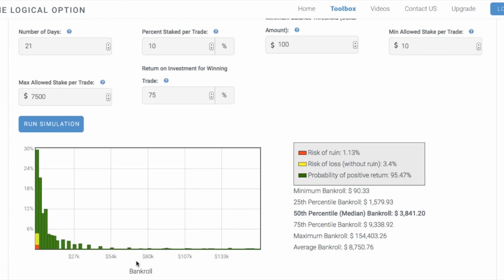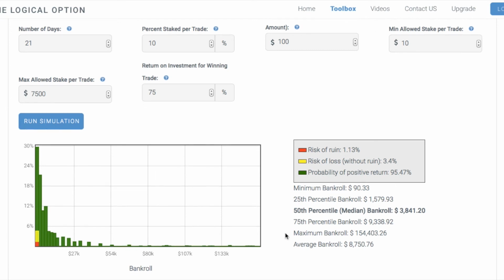For the results of the simulation, we have about a little over 1% risk of ruin, and then about 3.5% risk of loss that's above that ruin dollar amount, and then 95.5% positive return. And you can check out the distribution here in the percentiles. So those are the three different options we have for the simulator.